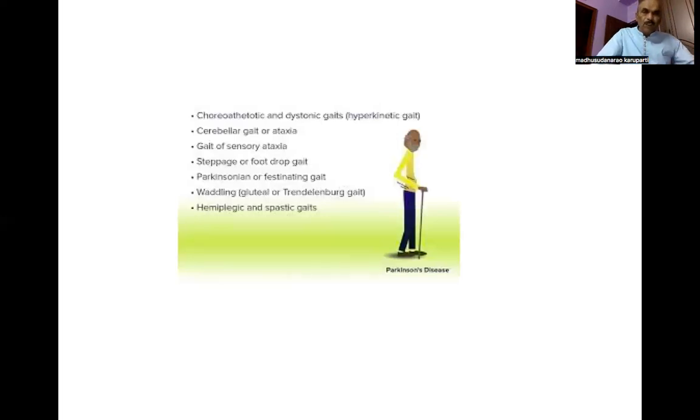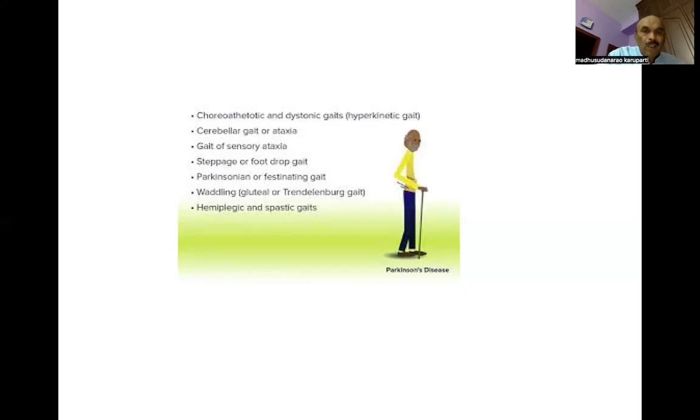This is only to recall and help you understand the various causes of gait. This slide shows a sort of repetition of the various causes of gait disturbance. Just to go through that: hemiplegic or spastic gait; waddling or Trendelenburg gait in hip lesions; Parkinson gait or festinating gait, short stepping, rapid gait, which is very unstable, and the patient stoops forward in order to maintain balance.